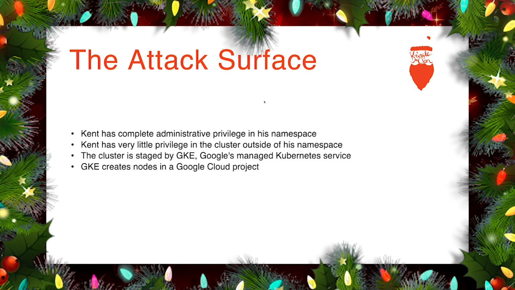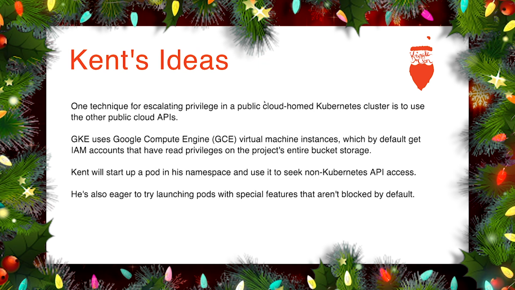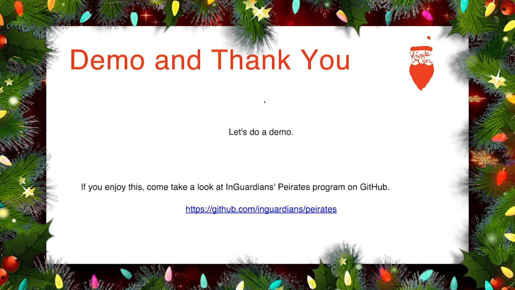So what is Kent's starting point? He has complete administrative privilege in his namespace, a very common thing for organizations to do. But outside of his namespace, he has very little privilege. He's kind of got read-only and he can only read some things. So this cluster is staged in GKE, Google's managed Kubernetes service, which creates nodes as virtual machine instances, GCE instances, in a Google Cloud project. So Kent's got some ideas about how he might do things, but let's go straight into our demo.